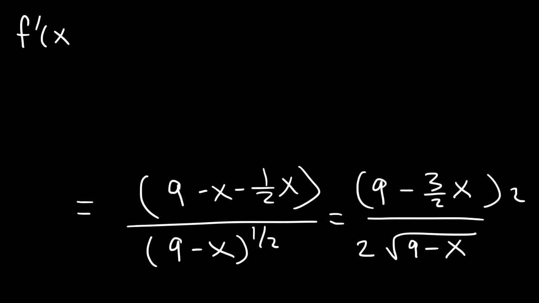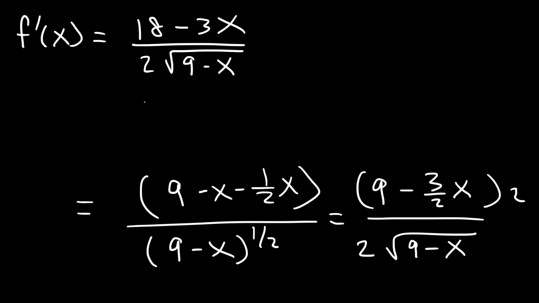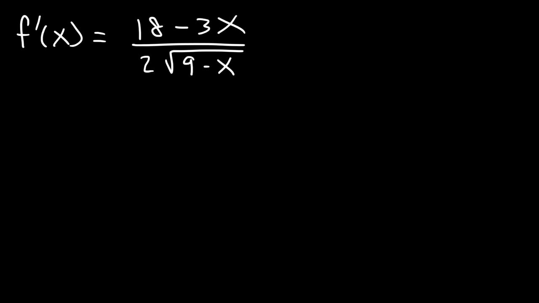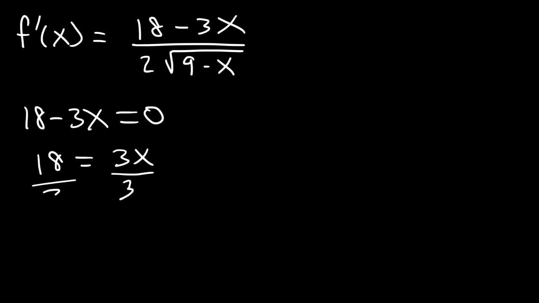So f prime of x is equal to 9 times 2, which is 18. 3 over 2 times 2 is 3, so this is going to be negative 3x. And on the bottom, 2 times the square root of 9 minus x. Now at this point, we need to set the numerator equal to 0. So 18 minus 3x is equal to 0. Adding 3x to both sides, 18 is equal to 3x. And if we divide by 3, the first critical number, x is equal to 6.